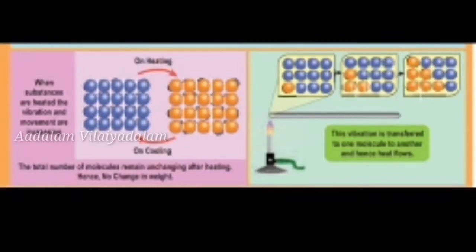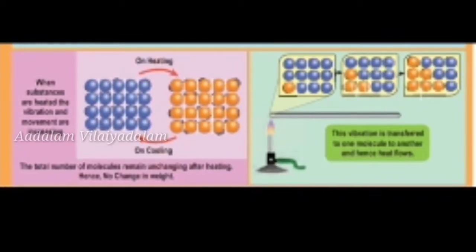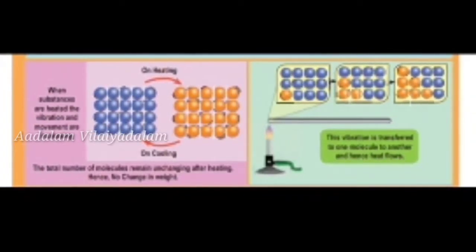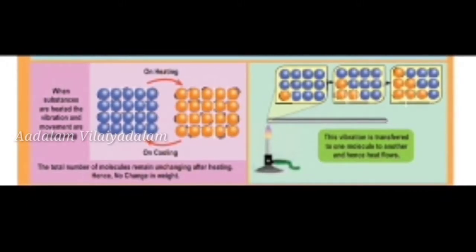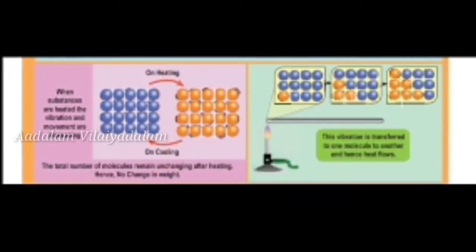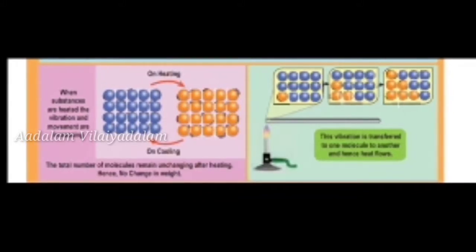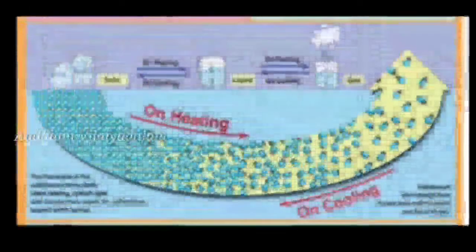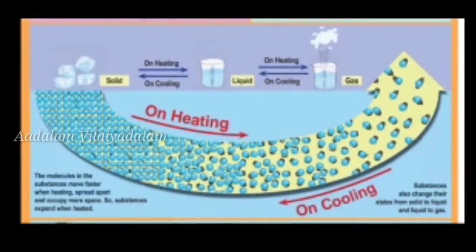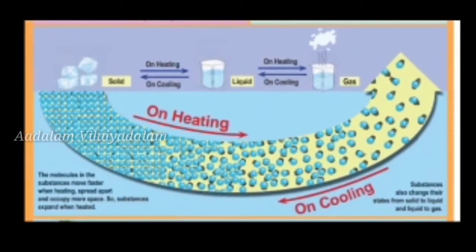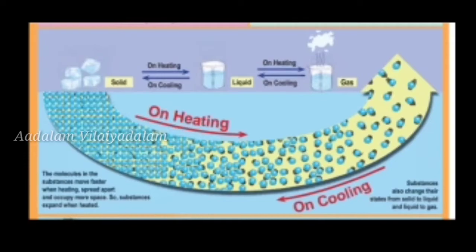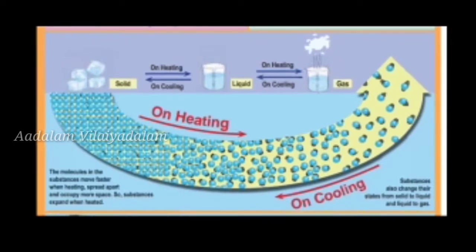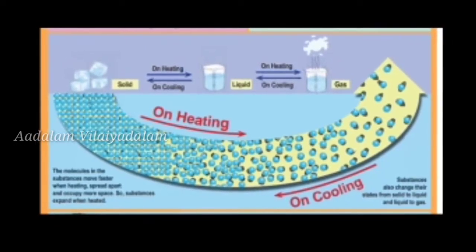Next, when substances are heated, the vibration and the movement increase after heating. After heating, there is no change in weight, and the heat will flow from one molecule to other molecules. Next, the substance also changes its state from solid to liquid, liquid to gas. The molecules in the substance move faster when heated.